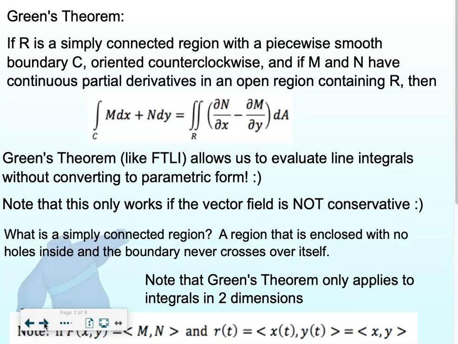Okay, so here's the thing. Green's theorem again allows us to evaluate line integrals without having to convert to parametric form. Note, Green's theorem only works if the vector field is not conservative. Because if the vector field is conservative, what would this equal? 0. Right? The integrand for Green's theorem is the exact same as your test for conservative.